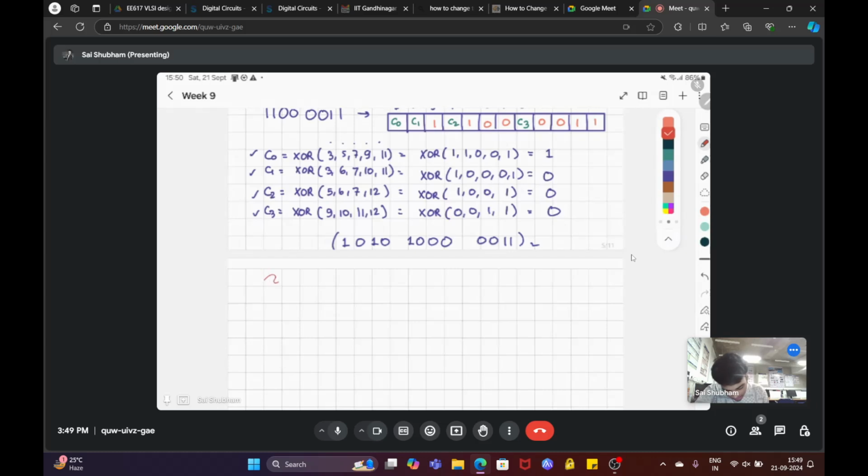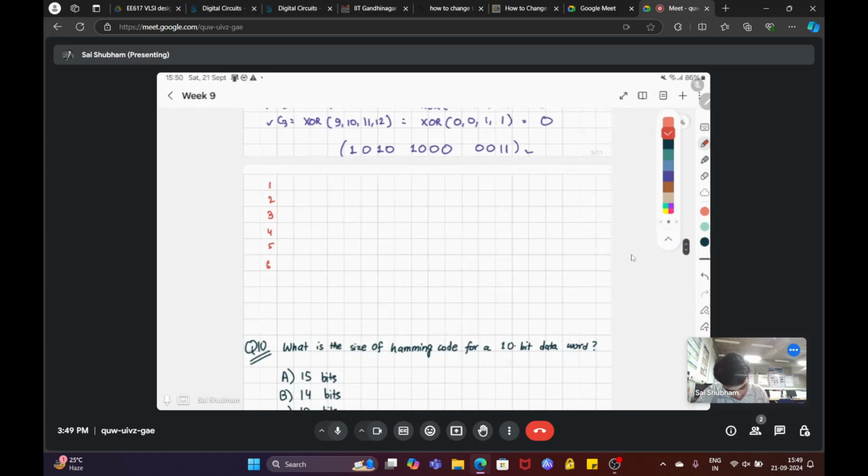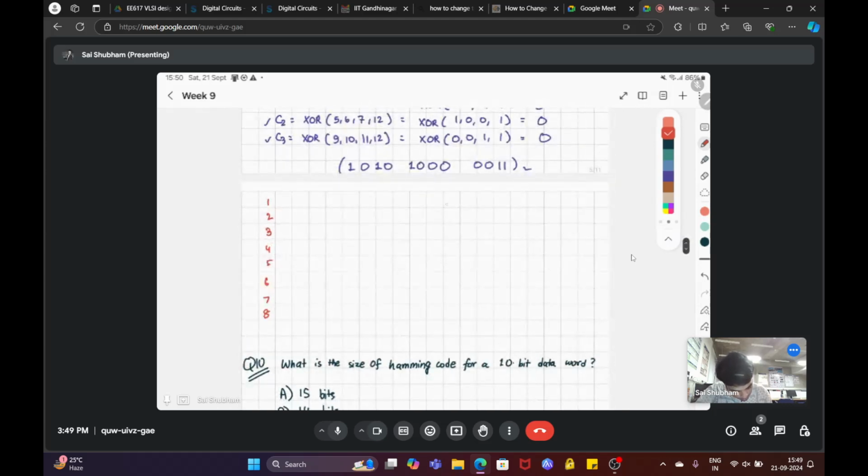So these positions are basically from this trick: 1, 2, 3, 4, 5, 6, 7, 8, 9, 10, 11, 12, 13, 14, 15. Now, as per the rule of the Hamming code, for 8-bit data you need only a 12-bit Hamming code. Okay, so any position beyond 12 we won't consider. Now, for 1 to 12, we have 0, 0, 0, 1, 0, 0, 1, 0.